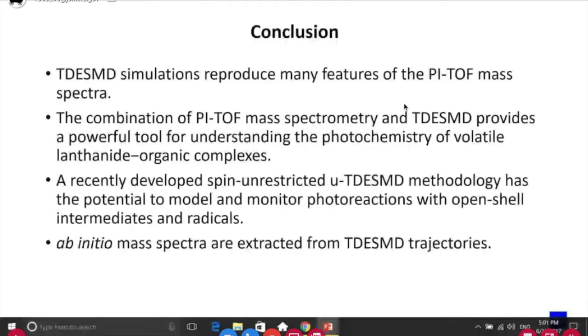Okay, so here are my conclusions. We have used TDESMD simulations to study the photofragmentation of lead-cyclopentadiene complexes, and we found that our simulations reproduce the features of the experimental mass spectrum. The combination of photoionization time-of-flight mass spectrometry and TDESMD simulation provides a powerful tool to understand the photochemistry of lead organic complexes. The recently developed spin unrestricted TDESMD method has the potential to model and monitor photoreactions with open-shell intermediates and radicals. And finally, we can extract the simulated mass spectrum from TDESMD trajectories and compare with experimental results.